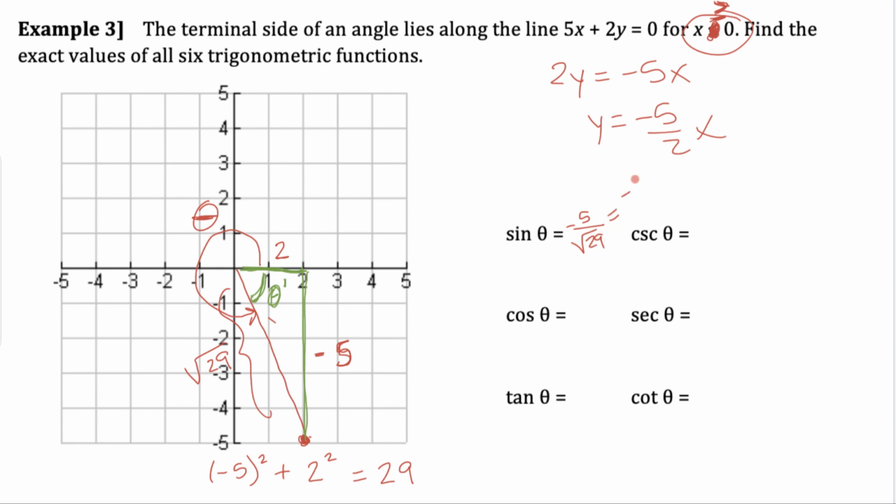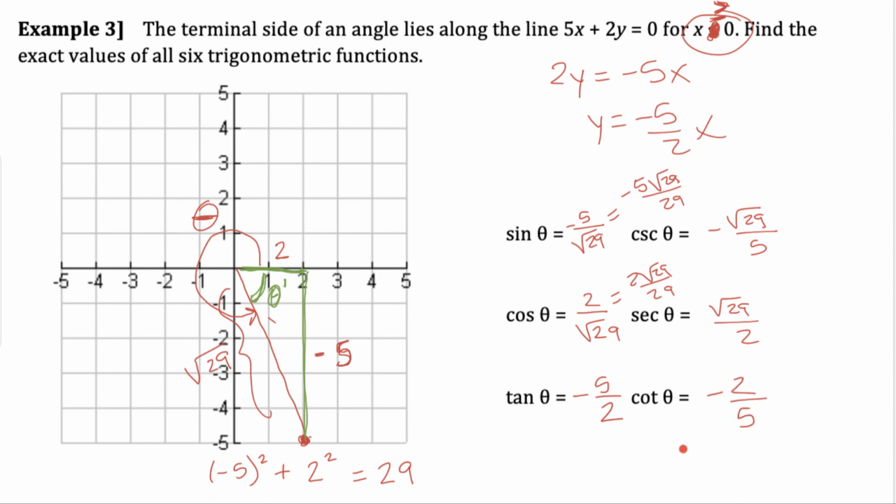If I rationalize, negative 5 root 29 over 29. And then the cosecant is just the reciprocal of that, root 29 over 5. Cosine is adjacent over hypotenuse, 2 over root 29, which becomes 2 root 29 over 29 if I rationalize. And then the secant is root 29 over 2. And then finally tangent, opposite over adjacent, negative 5 over 2. And for cotangent, it's the reciprocal, negative 2/5.